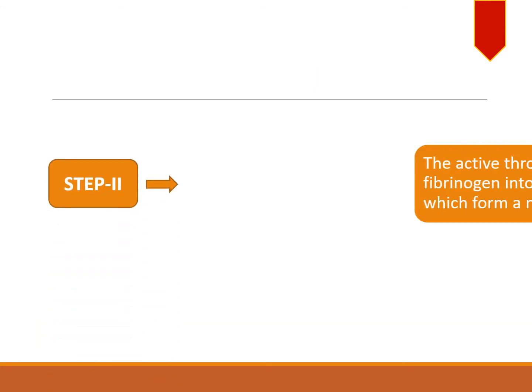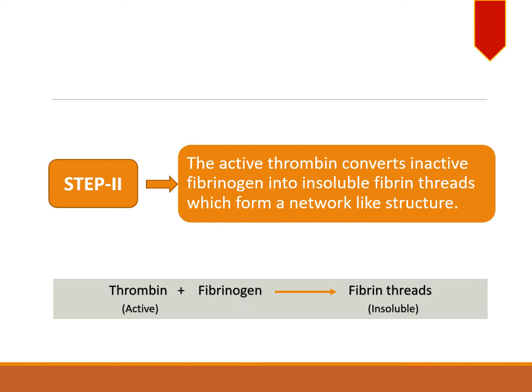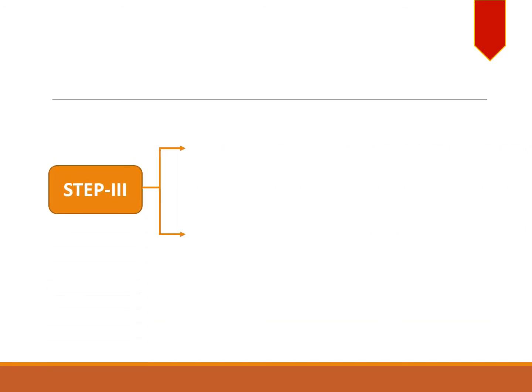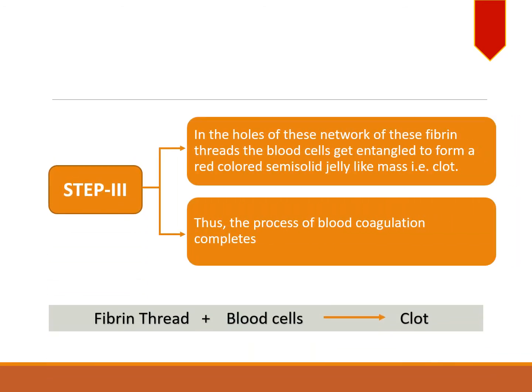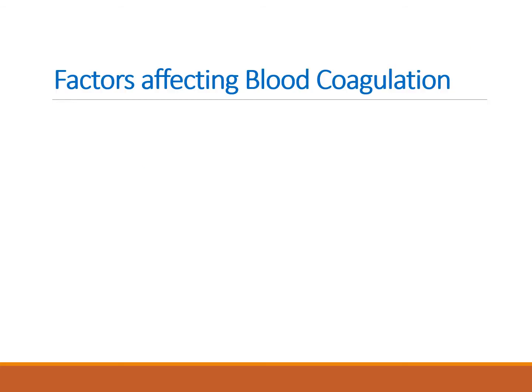Next, step 2. The active thrombin converts inactive fibrinogen into insoluble fibrin threads which form a network-like structure. Now, the last step, step 3. In the holes of this network of fibrin threads, the blood cells get entangled to form a red-colored semi-solid jelly-like mass, that is clot. Thus, the process of blood coagulation completes.